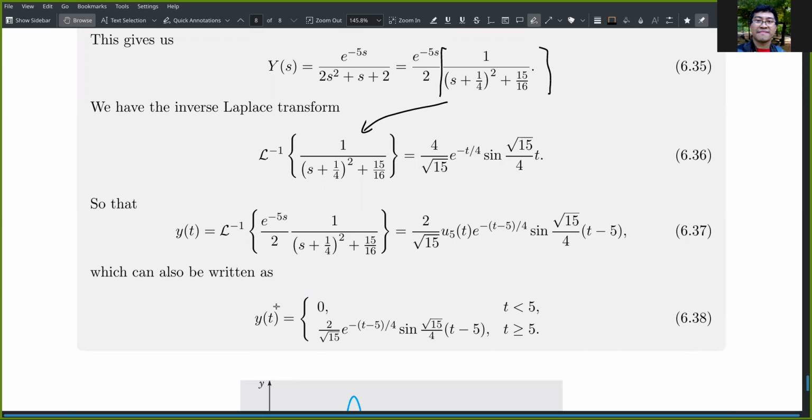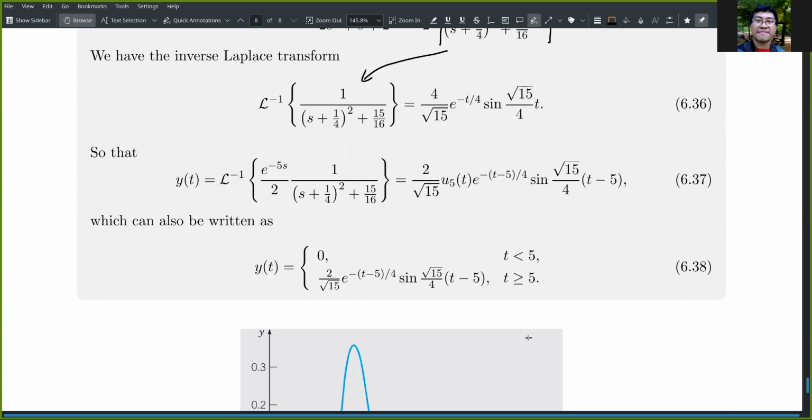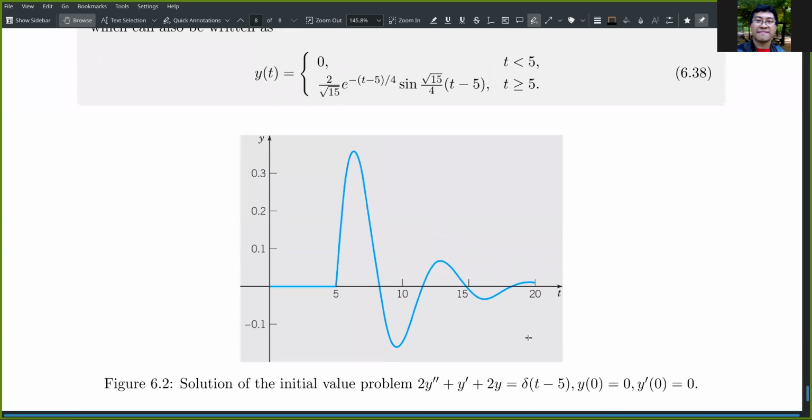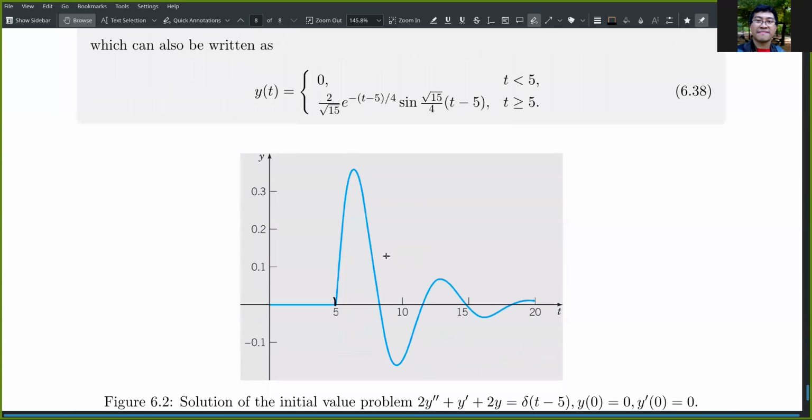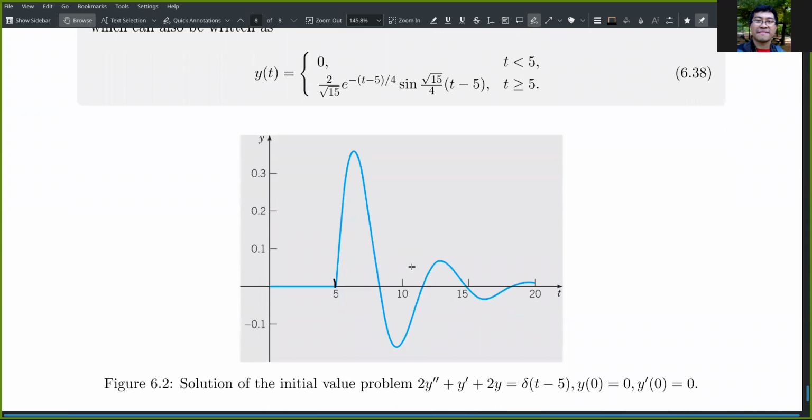And it can also be written like this: 0 for t less than 5, and this expression without the u5 for t greater than or equal to 5. So the solution is 0 here, and it only activates at 5. So you can think of this as something like a phenomenon happening, but it only gets triggered at time t equals 5, like this expression, or like this plot here.